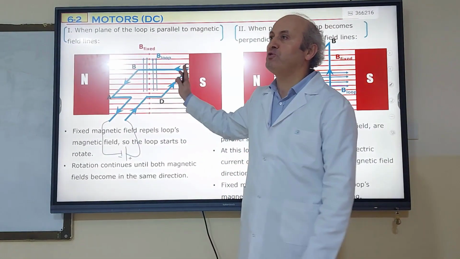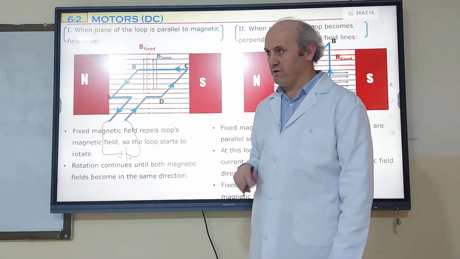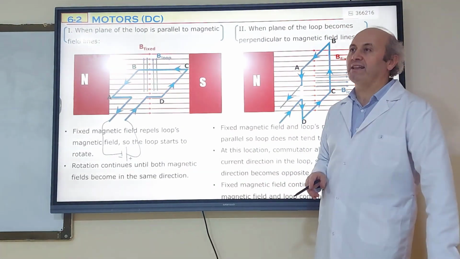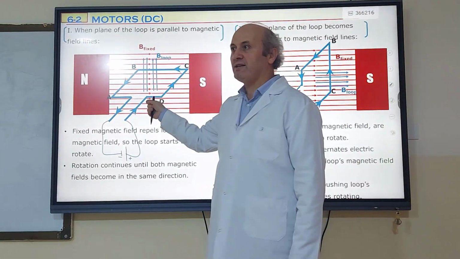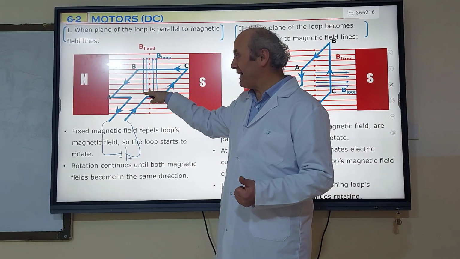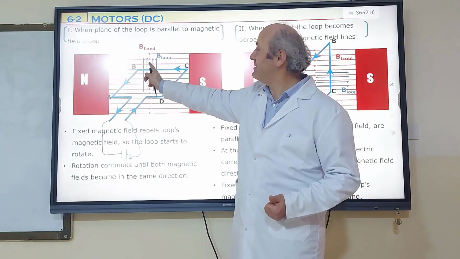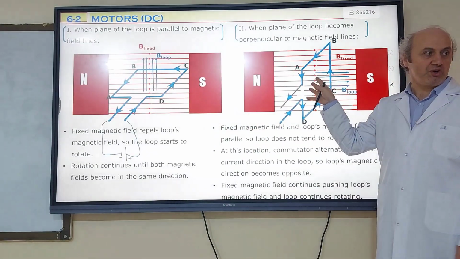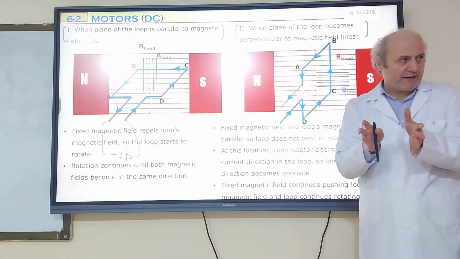So will this loop tend to rotate? It was one of the mystery questions of 5-2. At what orientation of a loop inside an external magnetic field will it not tend to rotate? Perpendicular. At what orientation will it tend to rotate? Any orientation different than perpendicular. Yani parallel. This loop will tend to rotate. It will start rotating until both magnetic fields are in the same direction. Yani at this position. At this position, it will stop rotating.